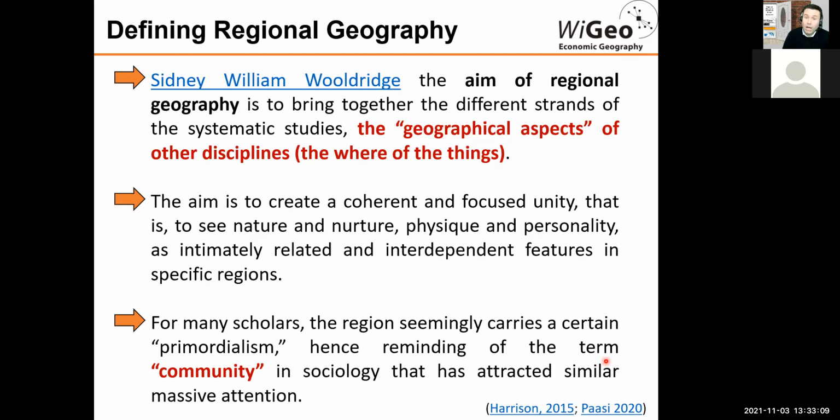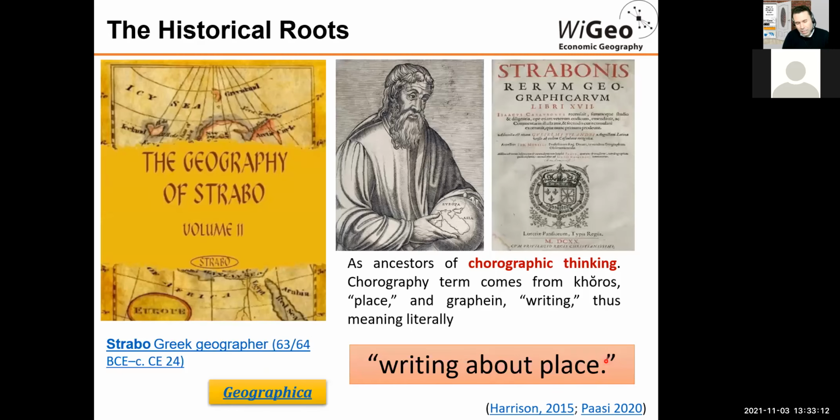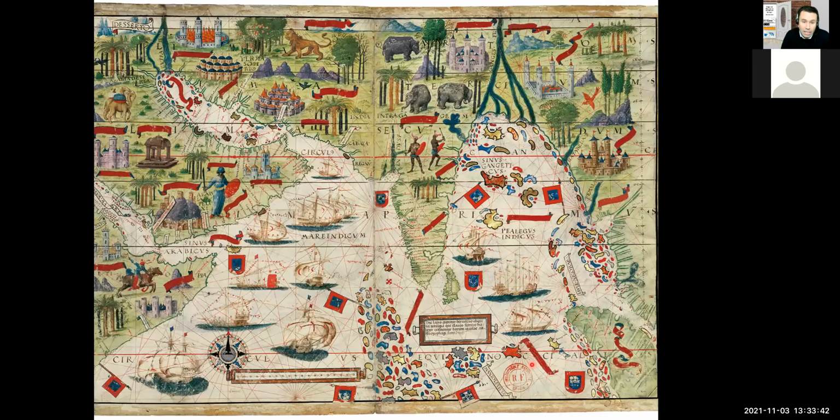And all of this about the where of things is the result of years of evolution in regional and geographical thinking, which goes back several centuries to one of the first works devoted to regional geography, Strabo's Geographica. The prime content of this work was writing about a place, describing that place, and using maps to support this writing about the place.